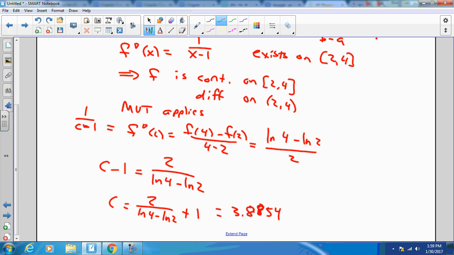Yes, ma'am. So do we need to check every time whether C is in the interval? As I just said, because the mean value theorem has a guarantee, if I only have one option for a value of C, I'm not even going to bother to check. But sometimes the equation that you get here could have multiple possible values of C, and only some of them might be in the domain. So there it is.